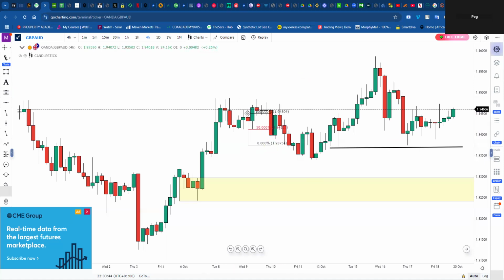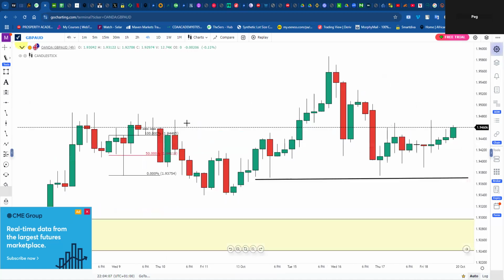When you see a candle like this, if you look at this candle now, the body of this candle is at the top. It's at the top 50%. Are you getting me? Yes, I get it.